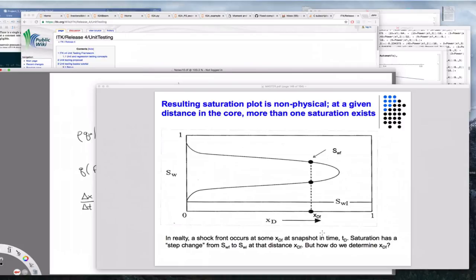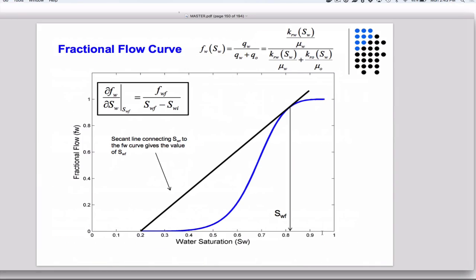So I think a picture helps here. The way we come up with the correct saturation of the front is by drawing a secant line via this equation. So basically, you draw a straight line from the initial saturation up to the tangent point of the curve. And that becomes the saturation of the waterfront. So that's the correct value. Okay. And so then we correct the procedure that we started earlier.